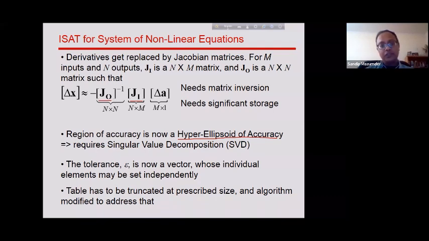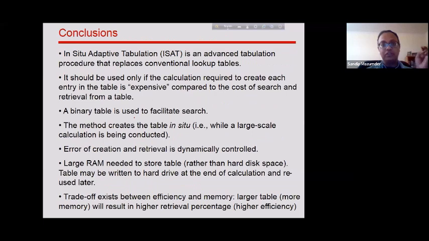The tolerance, of course, in this case is also a vector, and you can set it independently. It doesn't have to be one value for all the unknowns. And generally, because the storage now becomes high, at each point you are storing a matrix rather than single values, you have to place a cap on the number of entries in the table. So these are just some things to watch out for when you get to multiple dimensions.